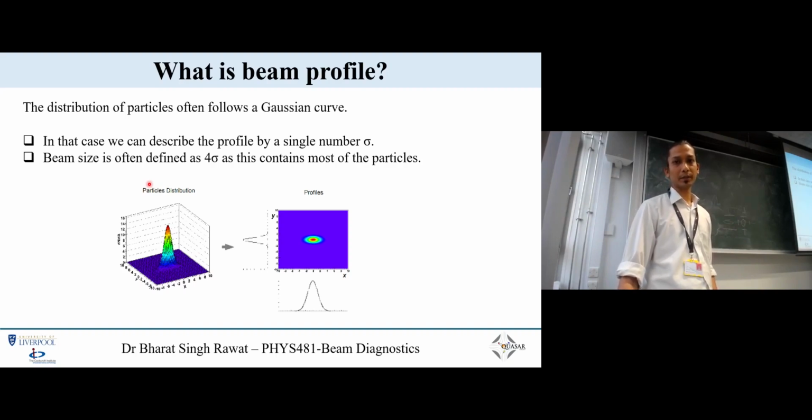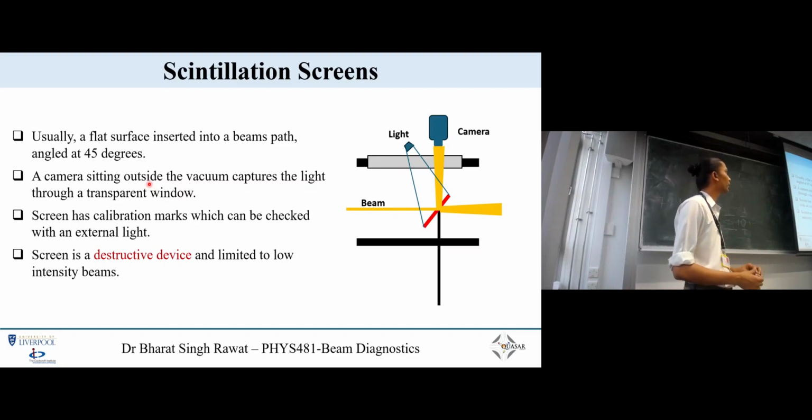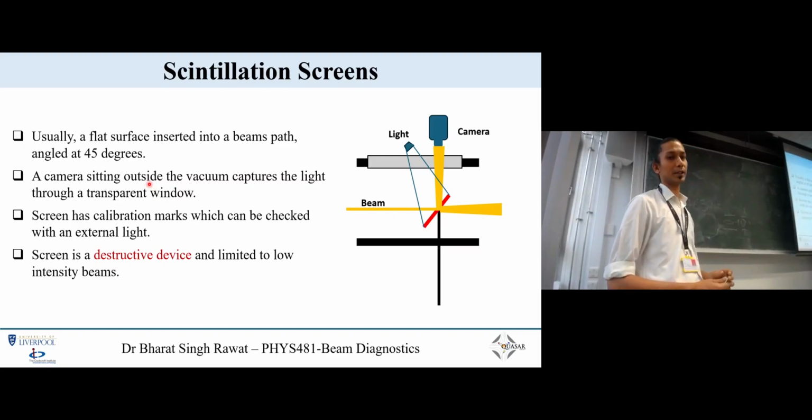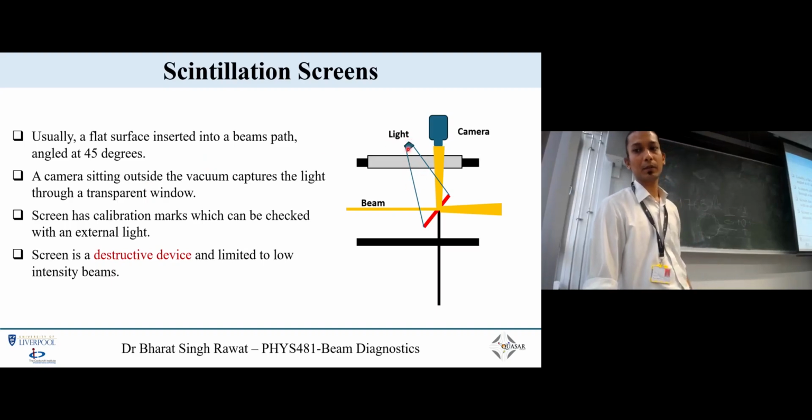And how do we measure beam profile? We have different kinds of devices. The first one is the scintillation screen. It is the most straightforward device which you can use to measure the profile. It is a material which emits light when it interacts with particles. Usually quartz is the most commonly used material, and you can view the light which is emitted through a window, and you can use the same window by emitting light and then calibrating it with the camera.